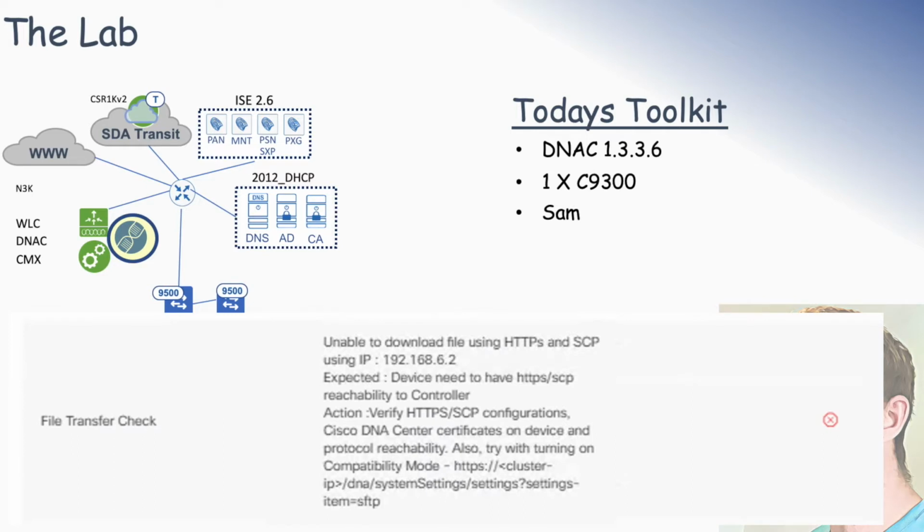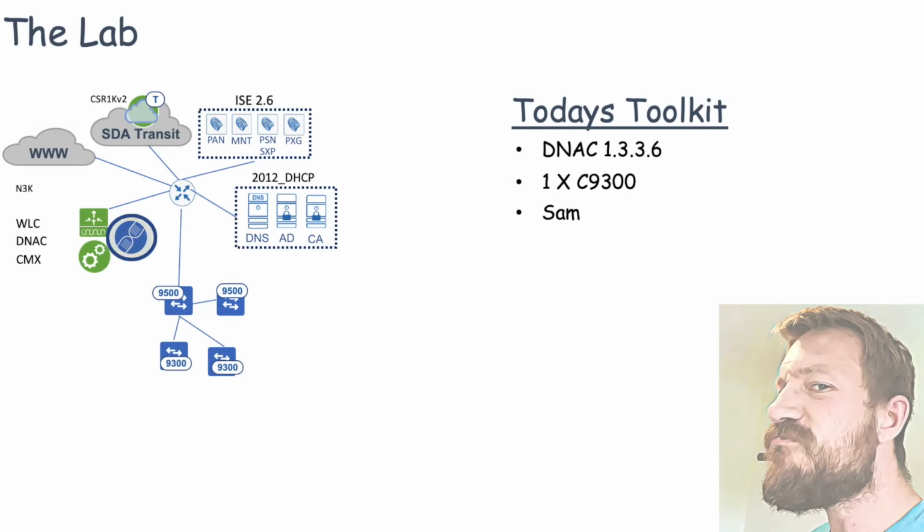This is the message. When we do a pre-check, we'll see this message come up, which says HTTPS and SCP, I keep adding an extra C in there, is not reachable. I didn't go into too much detail before, so I'm just going to cover how to validate, check, and fix that if required. Let's dive straight into the lab.